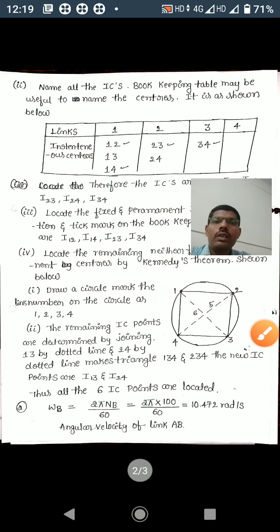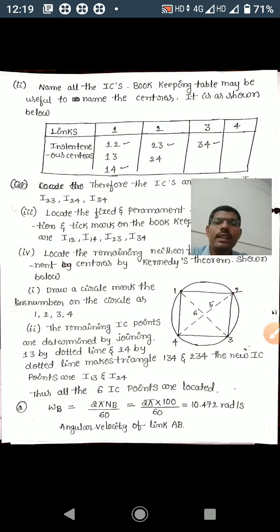So here, look at the problem, how to prepare the IC centers. The method to prepare the IC centers is what we call the bookkeeping table. That bookkeeping table says how many instantaneous centers can be there in the given mechanism. Look at here: the first row is links, the second row is instantaneous centers. The second column is link 1, third link 2, fourth link 3 and fifth link 4.